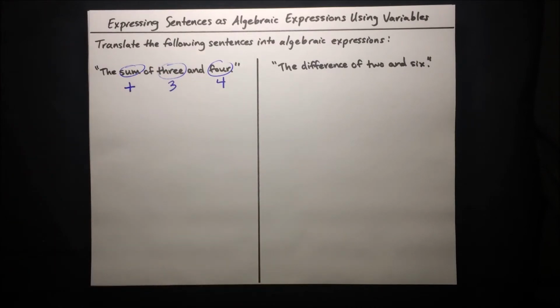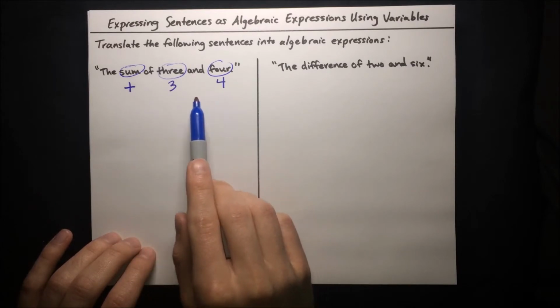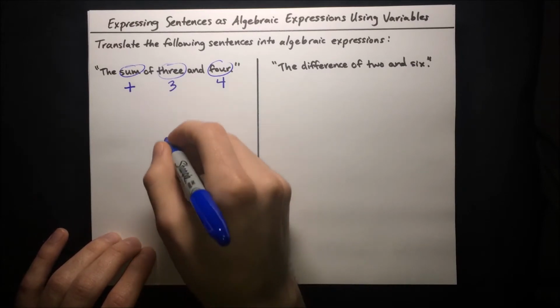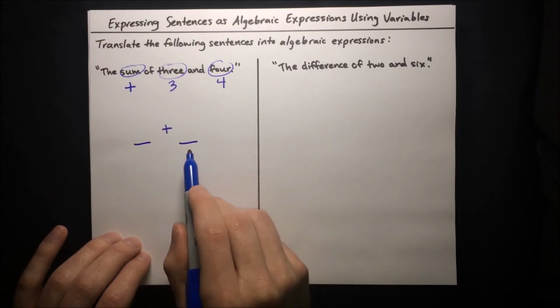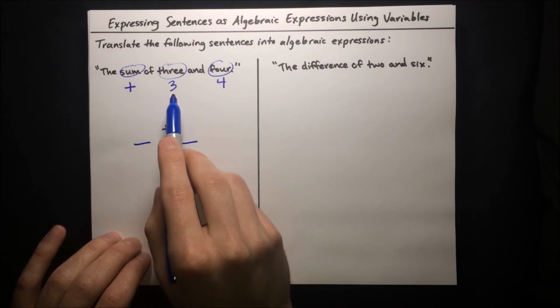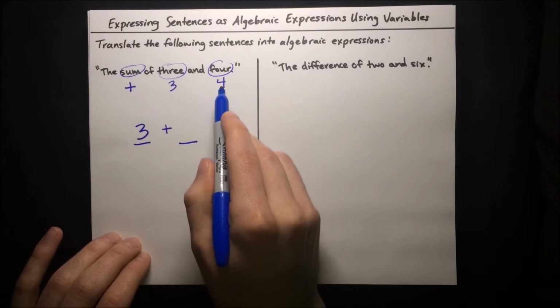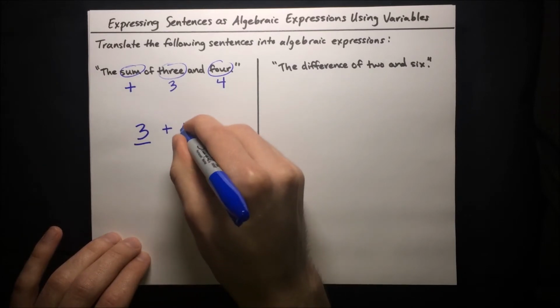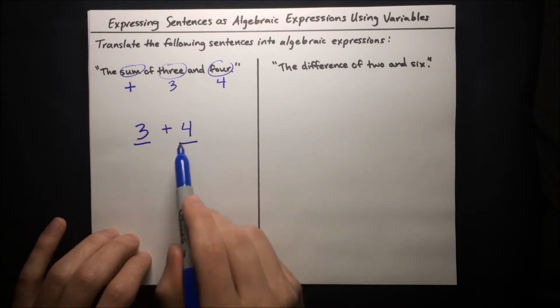Okay, so you might wonder, the sum of 3 and 4, does that mean 3 plus 4, or does that mean 4 plus 3? We know that plus is between them, but what goes on either side? Well, the convention for doing this is that we just read it left to right. 3 is the first number that appears, so that is going to be on the left here, and then 4 is the second number that appears, so that is going to be on the right. So the sum of 3 and 4 just means 3 plus 4.